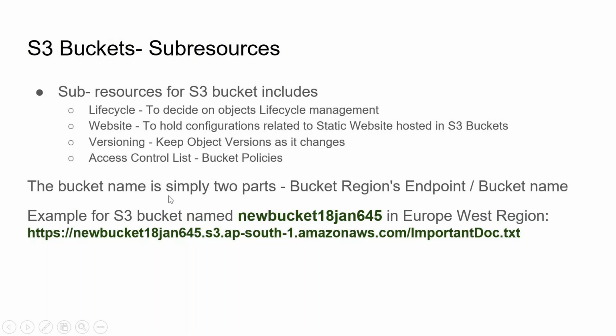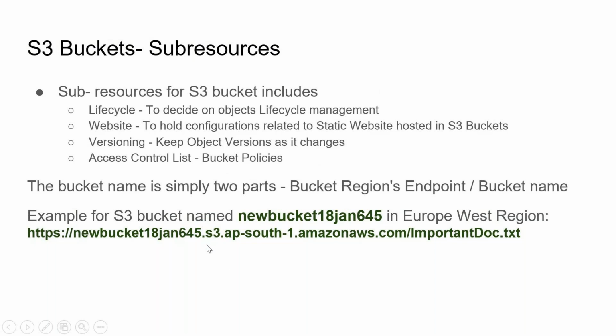The bucket name is simply two parts: the bucket's region endpoint and the bucket name. How does it look? For example, for an S3 bucket, I created a bucket name like new bucket 18 Jan 645. This is a unique name I created, for example, in some Europe region. Then how the URL is created for the bucket will look like this. You see here, HTTPS, the bucket name dot the category type. What type of category are we using? S3. When you are using an EC2 instance, in place of S3 we will have compute. But here we have S3.